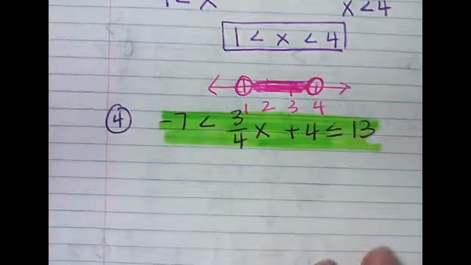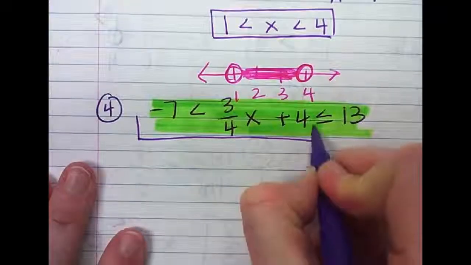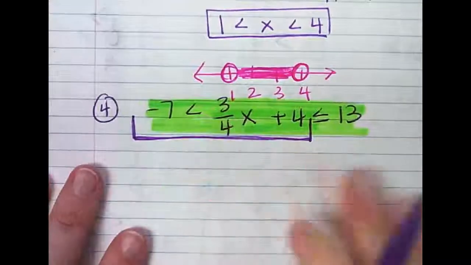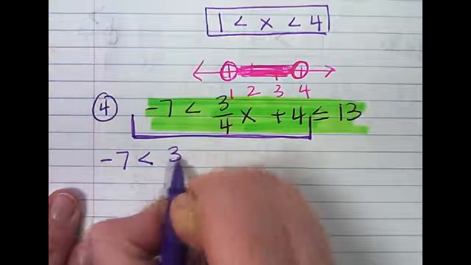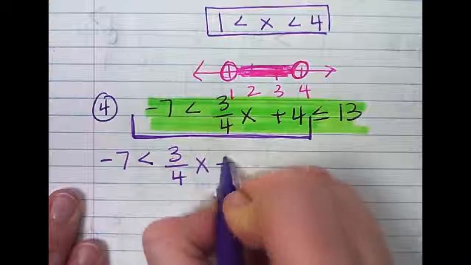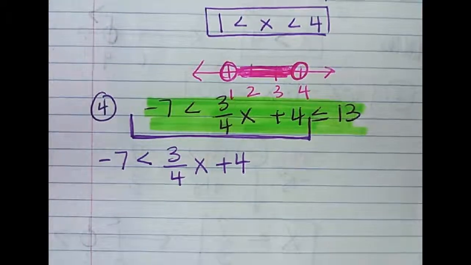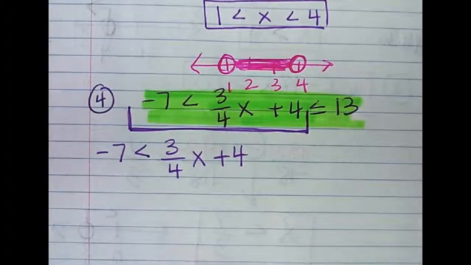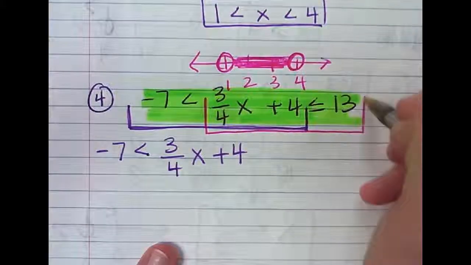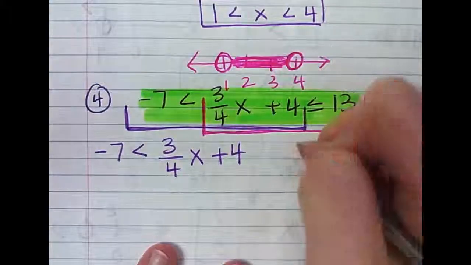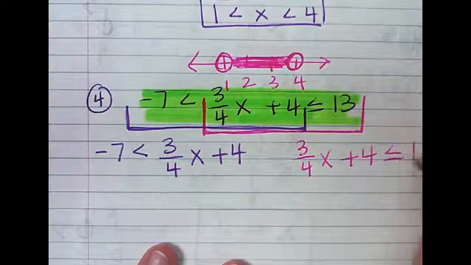So again, I'm going to split it up. So I'm going to do negative 7 all the way to the 4. So I take the left side with the middle. Negative 7 is less than 3/4 x plus 4. There's one side. And then I'm going to do the middle with the right side. 3/4 x plus 4 is less than or equal to 13.